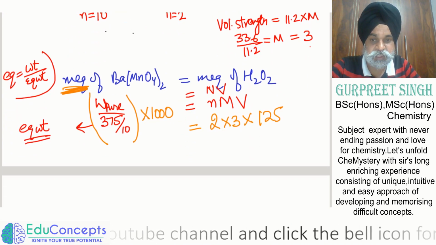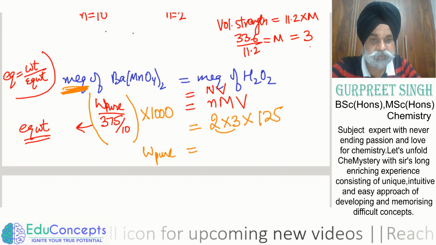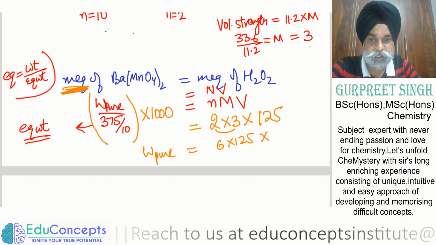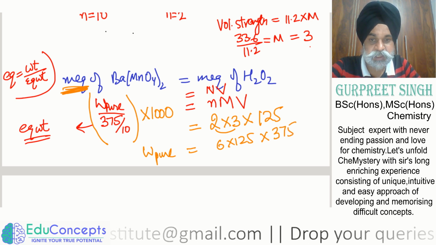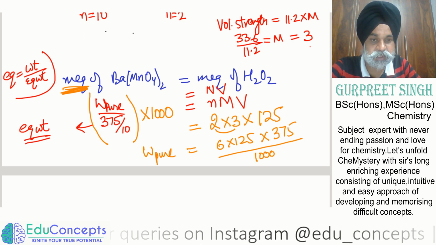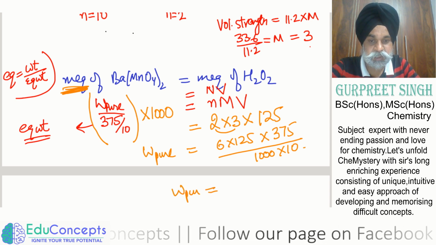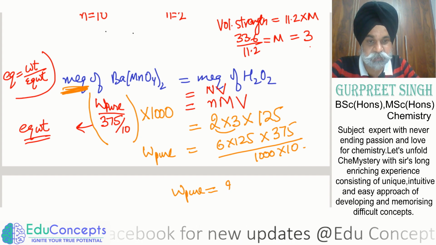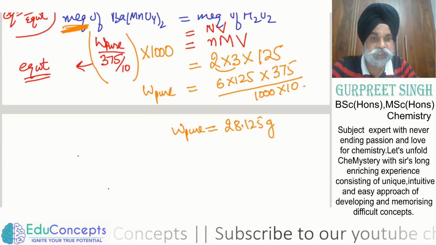So now you can find out weight of pure. So weight of pure comes out to be 2 3s are 6, 6 into 125 into this, comes out to be 375 divided by, this comes out to be, I think, this much. So if you solve it out, I solved it a few minutes back, it came out to be 28.125 grams. So this is the weight of pure.